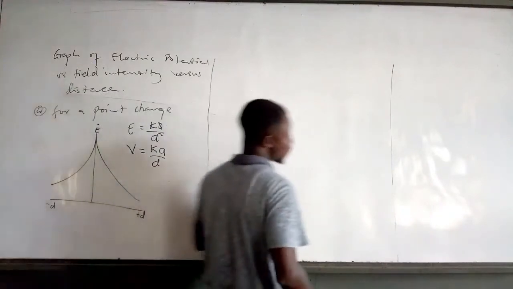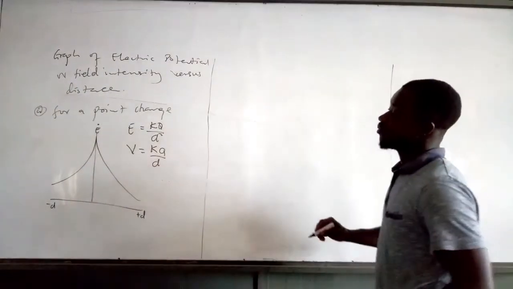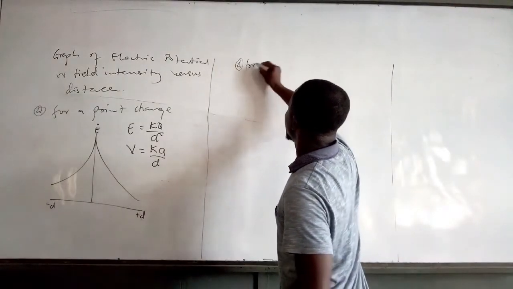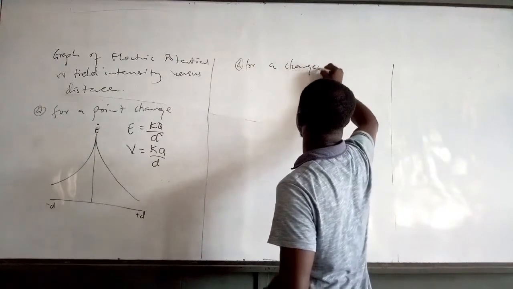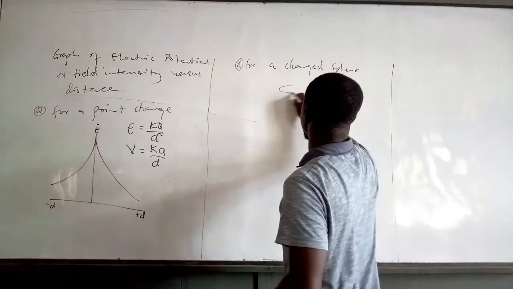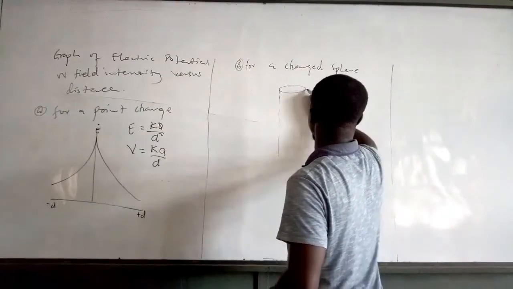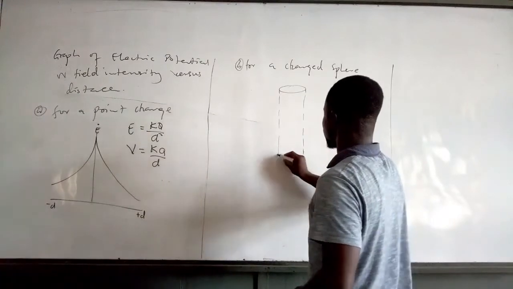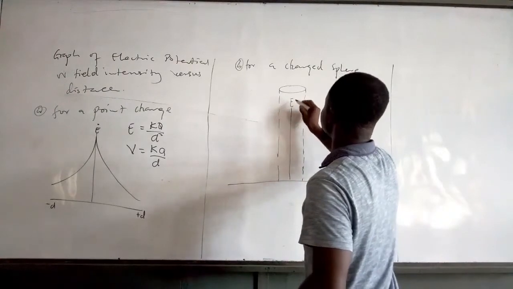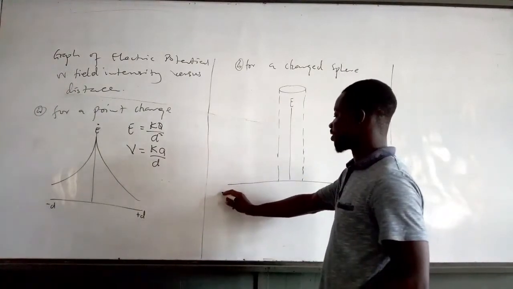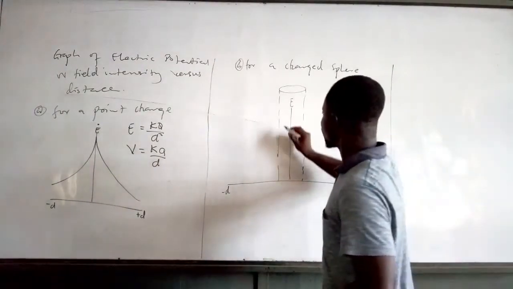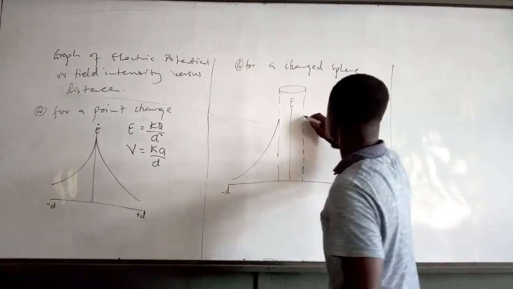Then for a charged sphere, let's suppose that this is the sphere, right? When we sketch a graph of field intensity or electric potential versus distance, negative displacement, positive displacement versus distance, the graph behaves like this.